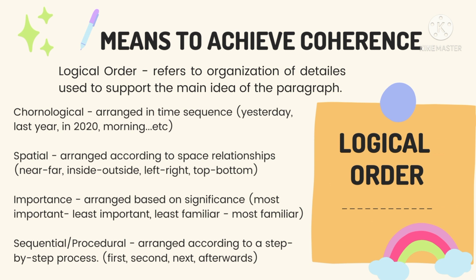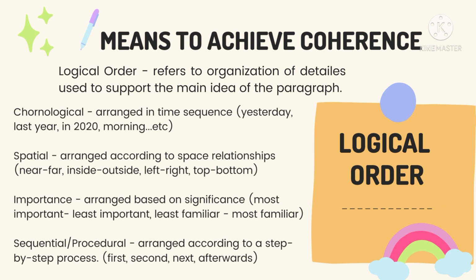Next is the use of importance. The use of importance order arranged based on significance, or which is the most important, the least important, or the least familiar, or the most familiar. So example here is when you are writing a paragraph about your priorities in life. So you will be the one to arrange your ideas based on its relevance.